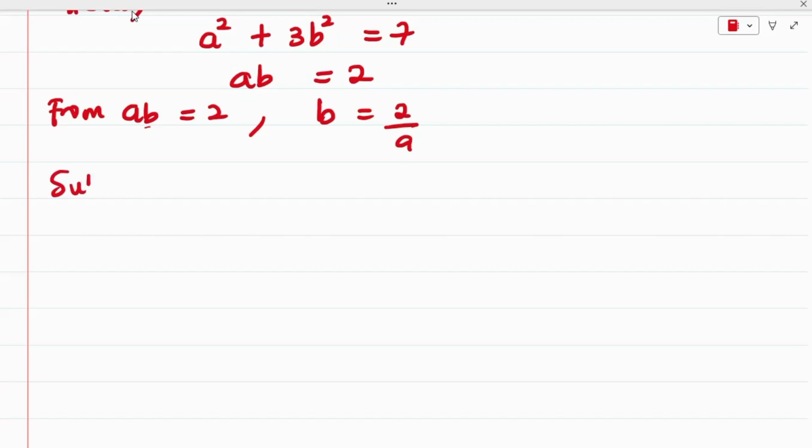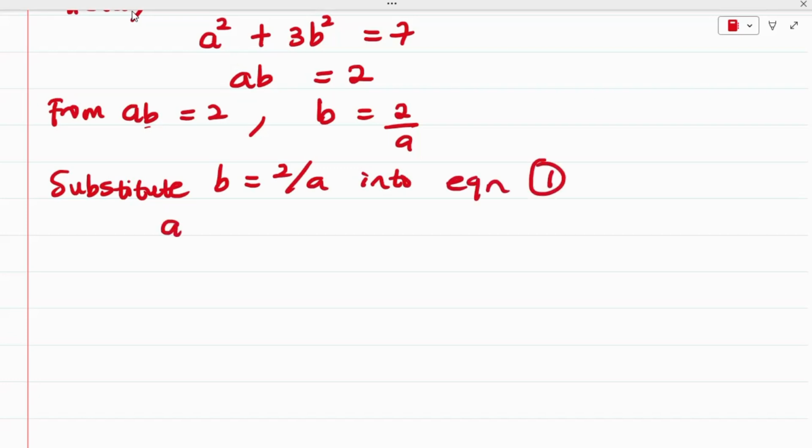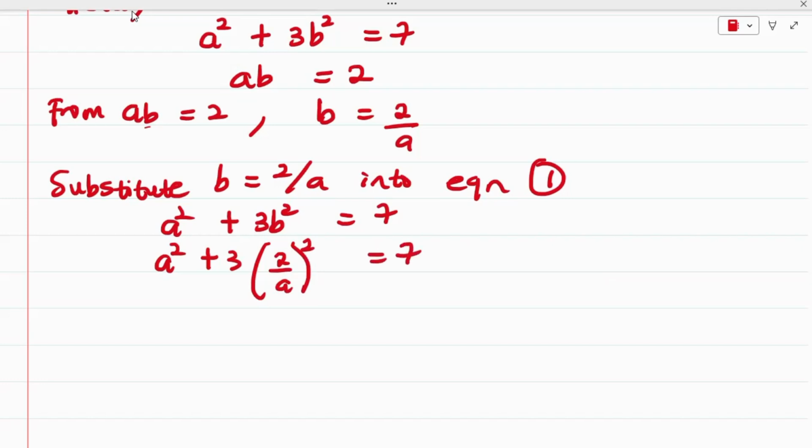So all we have to do is to simply substitute b equals 2 over a into equation 1. And we have equation 1 to be a squared plus 3b squared, which is equal to 7. So we have a squared plus 3 into b, which is 2 over a, all squared, equals 7. So a squared plus 3 into 2 squared, which is 4, divided by a squared, equals 7.